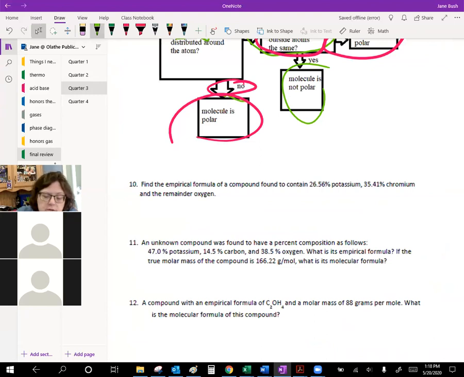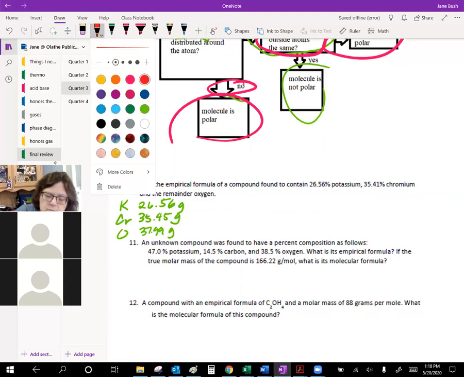So the first thing we do, percent to mass. Well, we have 26.56% potassium. I'm going to change it to mass. Chromium is 35.45, and the remainder is oxygen. How do I figure out what oxygen is going to be? Subtract from 100. So 100% minus 35.45 minus 26.56, 37.99. So we've done our first step.